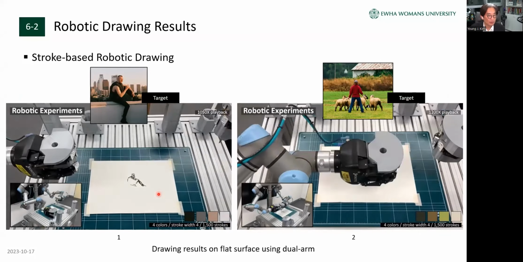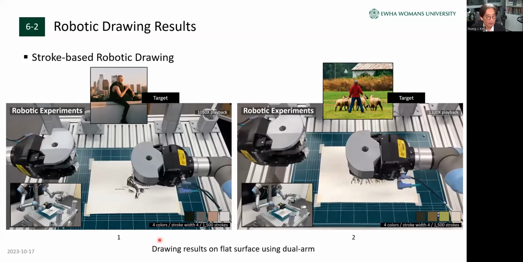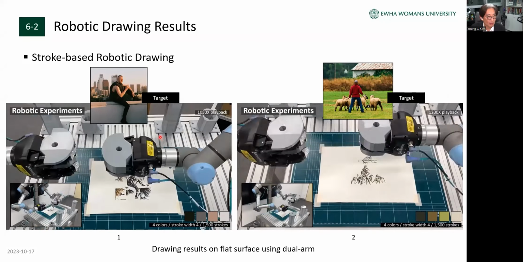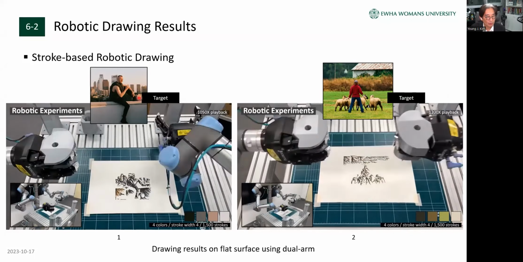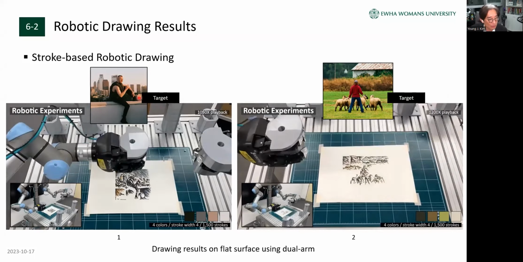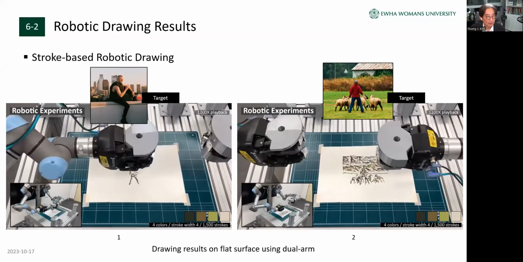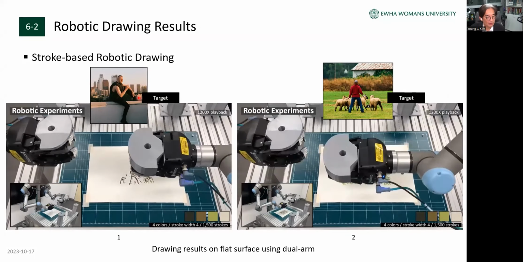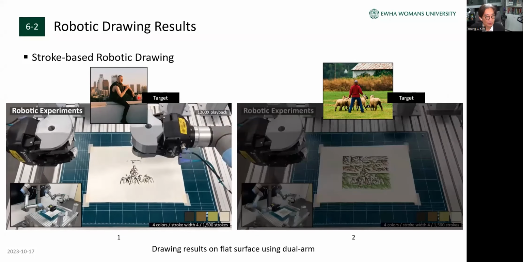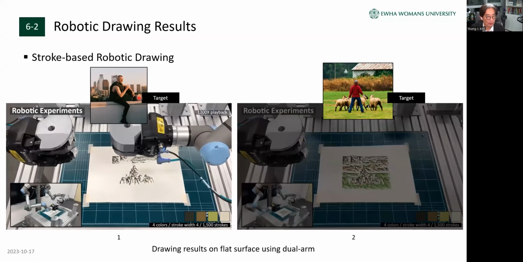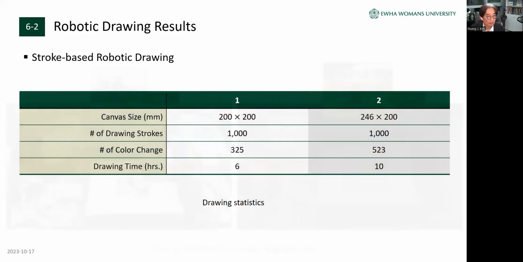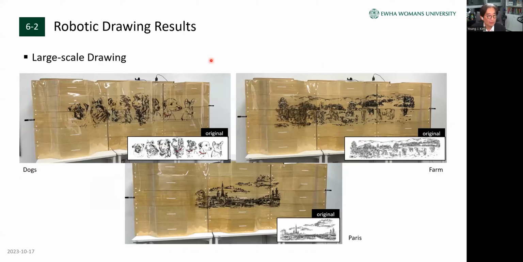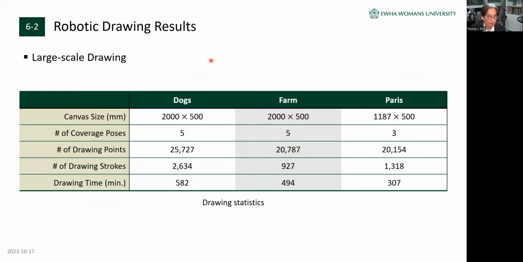And now this is stroke-based robotic drawing. What you can pay attention to here is that not only do we try to get a robotic drawing result similar to the input, but we also focus on how the drawing is actually executed. People may have different opinions, but we think this is similar to what people would draw if they were asked, sequence-wise. And these are some statistics as well. And this is a large-scale drawing using coverage planning. And also some statistics.